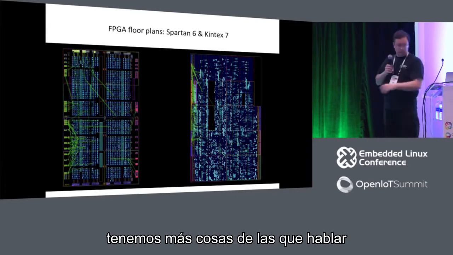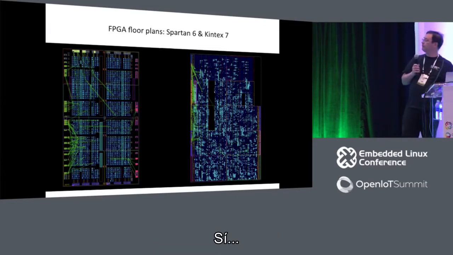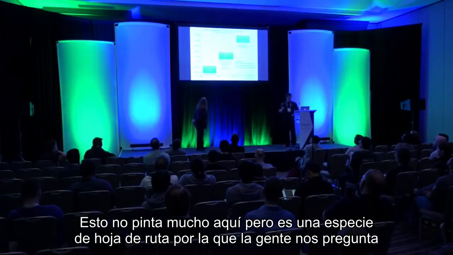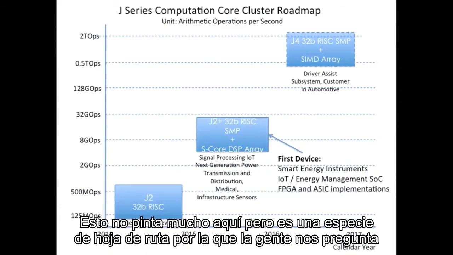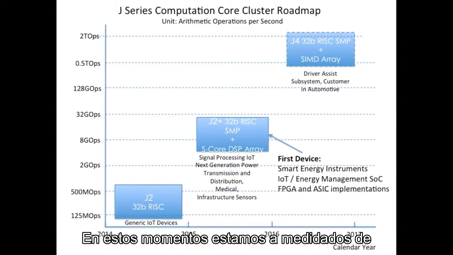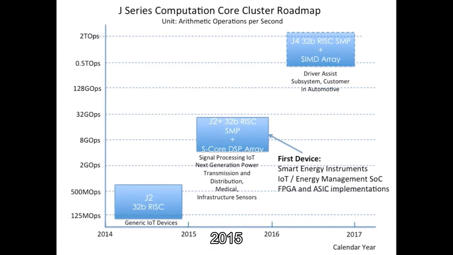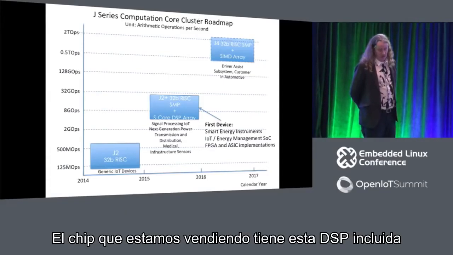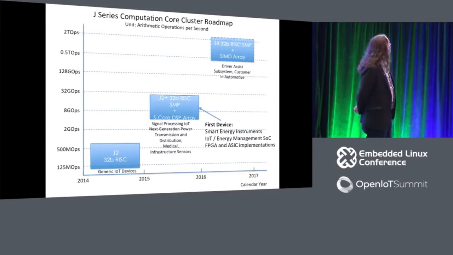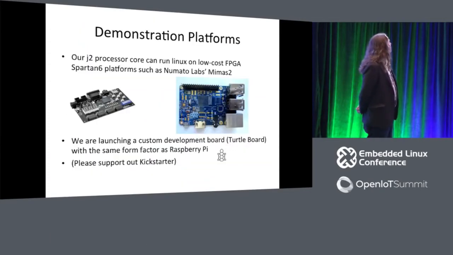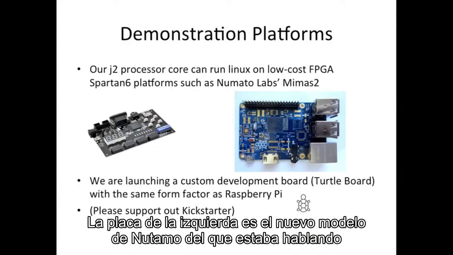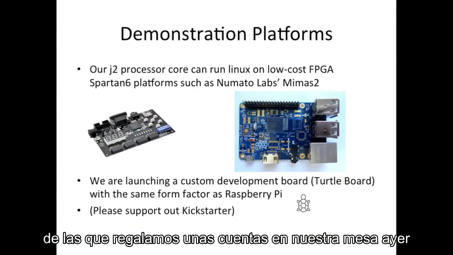So we have more things that we're showing about. Next slide. So it's neither here nor there, but this is a roadmap that people ask us about. Right now we're in the middle of 2015. The chip that we're shipping commercially has this DSP array on board, and the faster ones are coming. You kind of got to blow through some of these here. So that board on the left is the Numato board I was telling about. That's what we gave away a bunch of at our table yesterday.